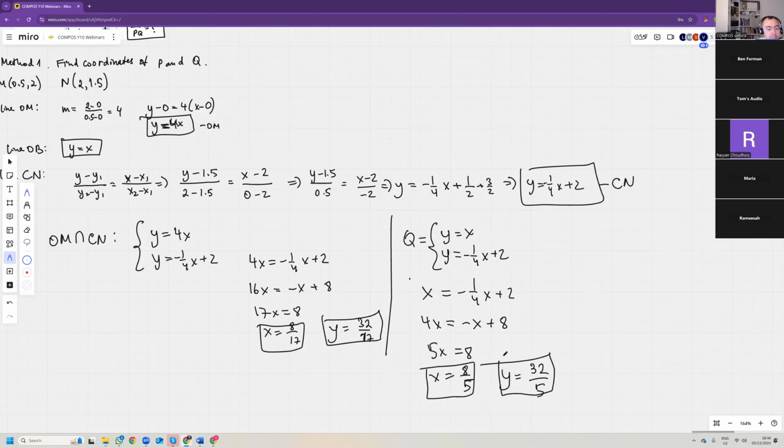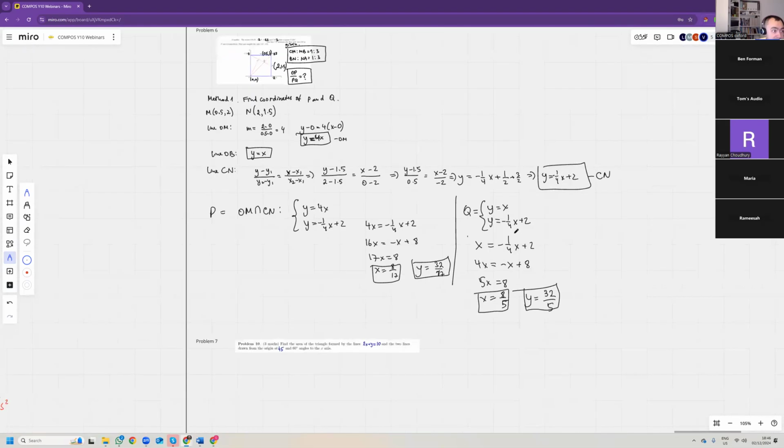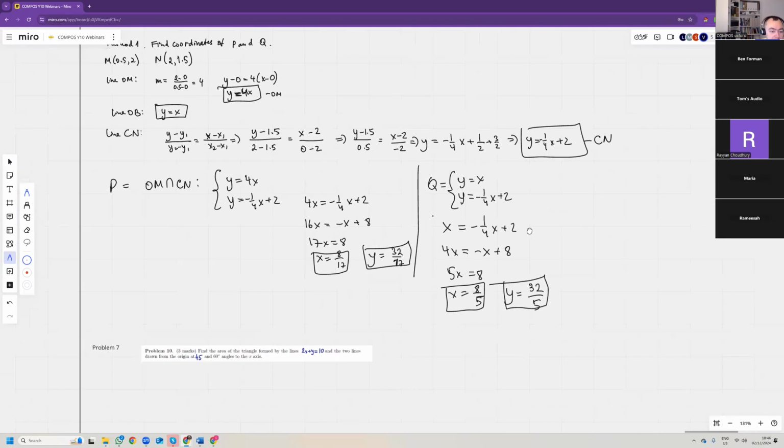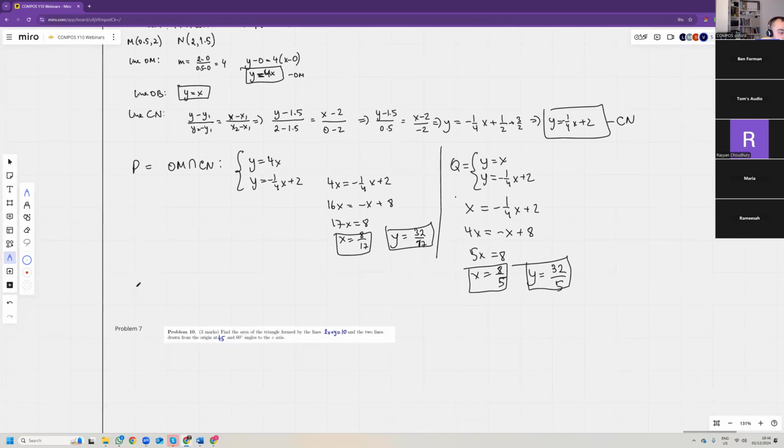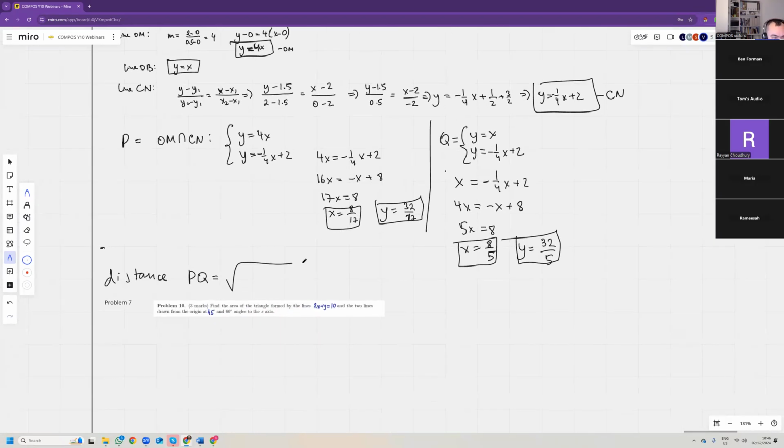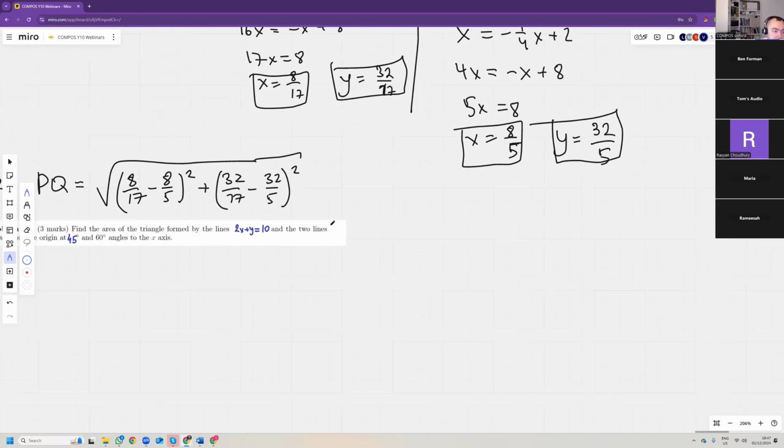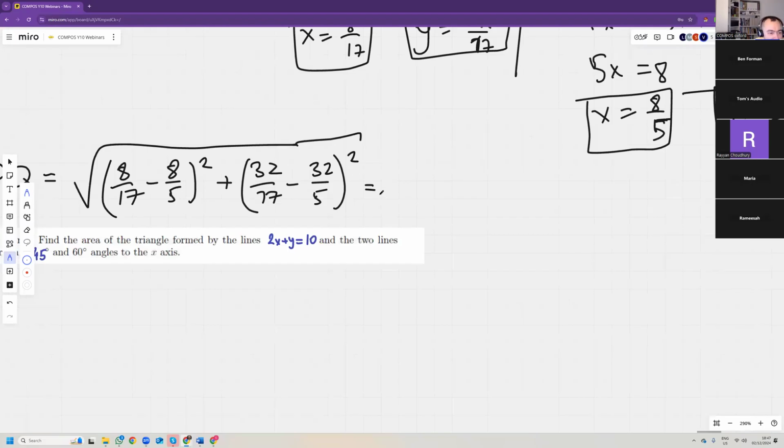Okay. So finally, distance PQ, that's going to be the square root of (8/17 minus 8/5) squared plus (32/17 minus 8/5) squared. Doesn't look pretty. Hopefully we can do something about it.